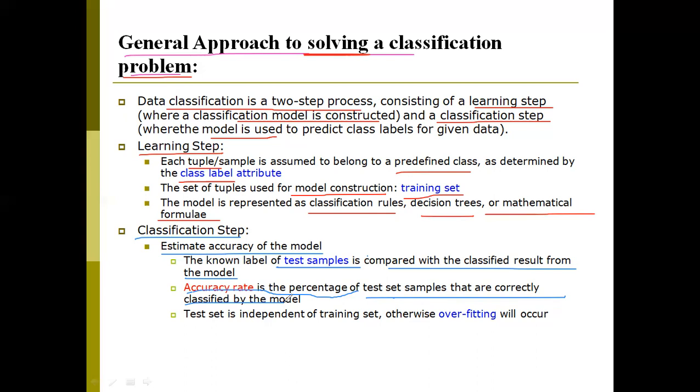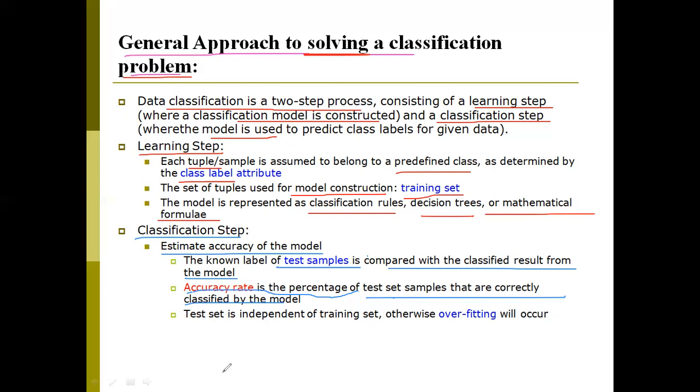Then what is the error rate? 1 out of 10, right? So like that. How many records are classified correctly? By using these two things, we are going to calculate the accuracy rate in the classification step.